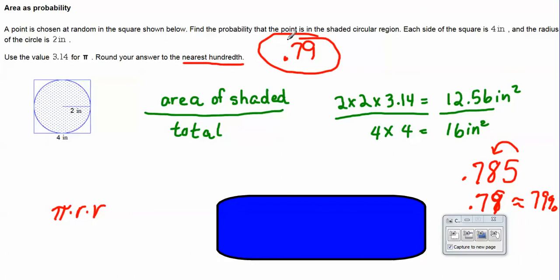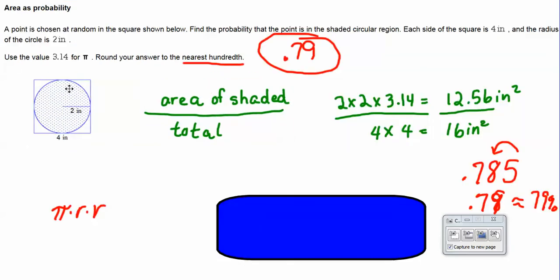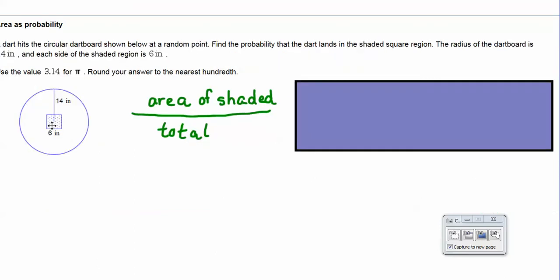Let's look at another example. In this problem, the dart hits a circular dartboard at a random point. What's my probability that the dart will land in this little square right here? Now, just looking at my two situations, I had a much greater chance of hitting the circle than I have of hitting that little square. So I know reasonably this should be a smaller probability of landing in the square.